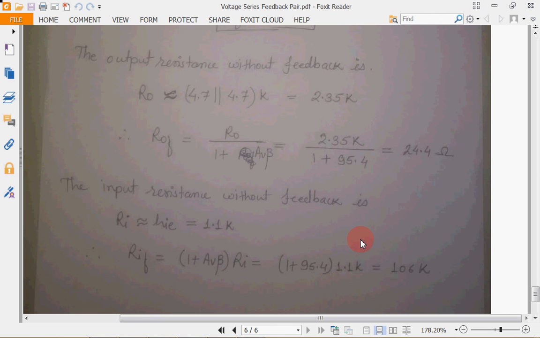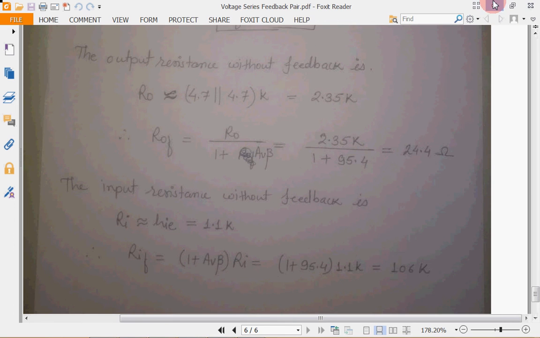In the book several other things are also given. If suppose that we have already discussed while deriving the formulas RIF and ROF in the block diagram of voltage series feedback. But in the exam, up to this point it is sufficient. If you want to see a few more points, that is how to calculate RIF prime and ROF prime, you can see in the book on page number 580.